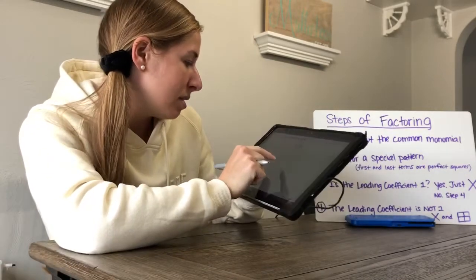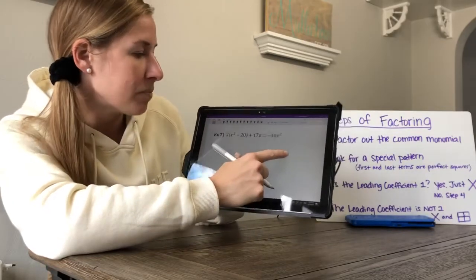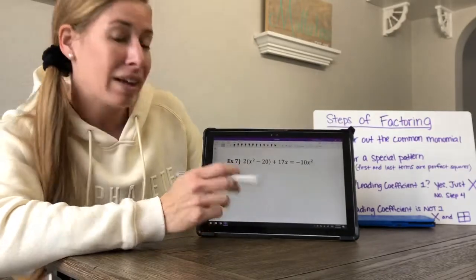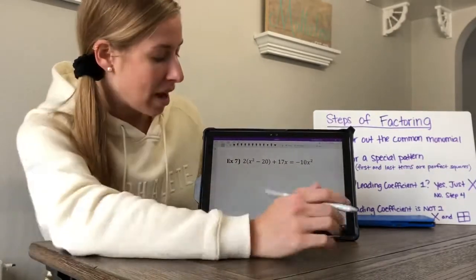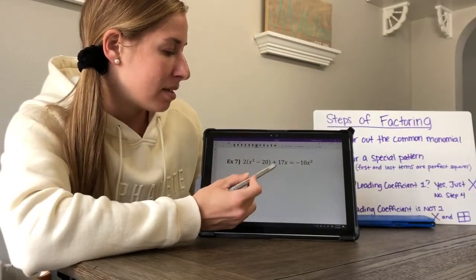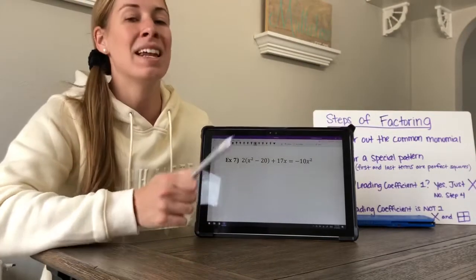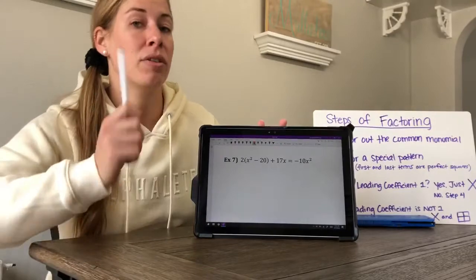Example 7 is a little messy, but no doubt I think you could know what to do with it. I'll get you started so that it looks like what we're used to factoring. You've got a set of parentheses, and then plus 17x, and then something over here on the other side of the equal sign. So you need to get it to look like what we're familiar with, like a trinomial in standard form, so that you can factor it.